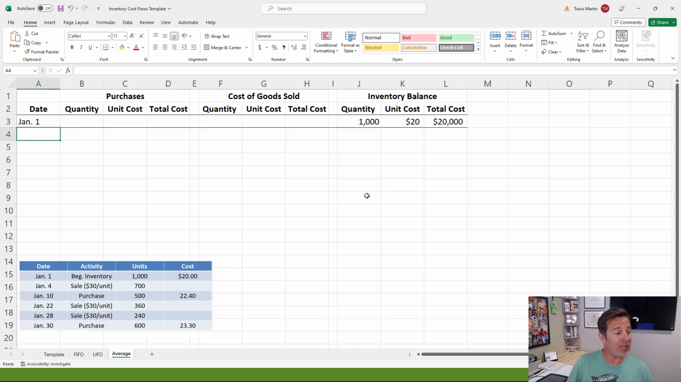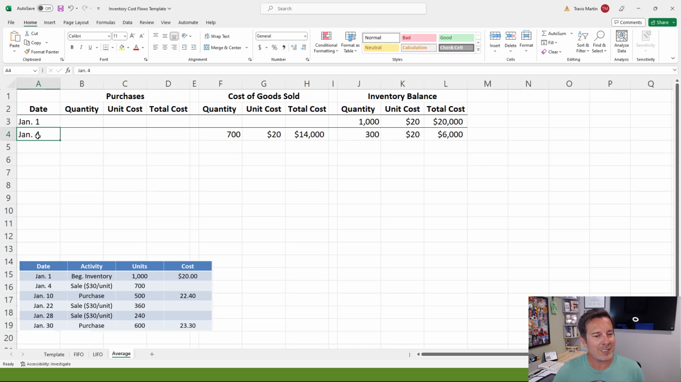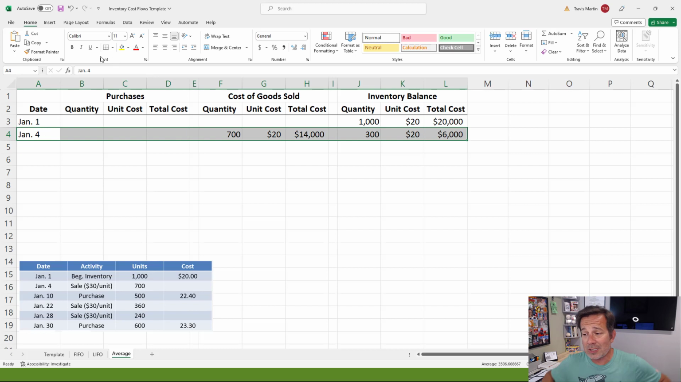We sold 700 units on January 4th. Again, we're not worried about the sales price here, we're worried about the cost. We're tracking cost, so we paid $20 per. Total cost, or cost of goods sold on that transaction, would be $14,000. We have 300 units remaining. We had 1,000 units, we sold 700, so we have 300 remaining at $20 a unit, $6,000 in ending inventory. So that looks exactly like it did under FIFO and LIFO.